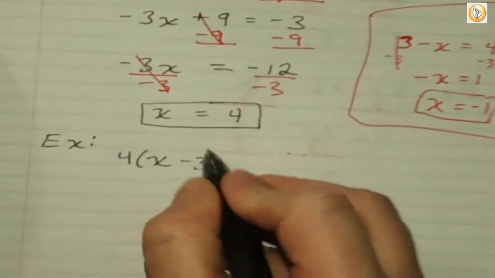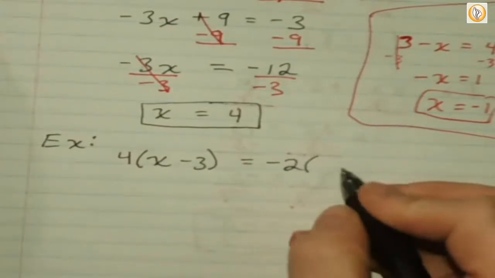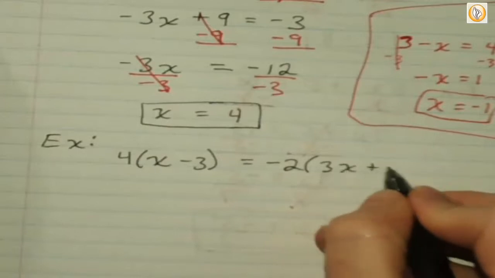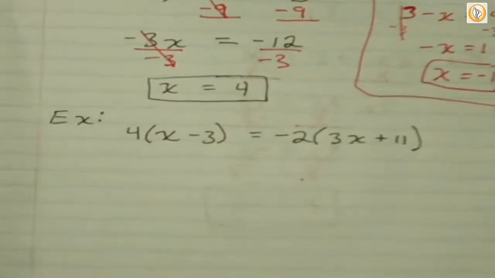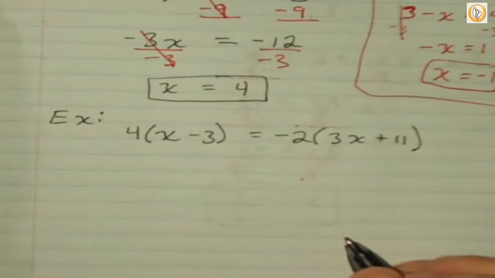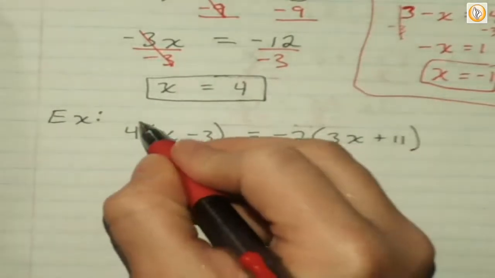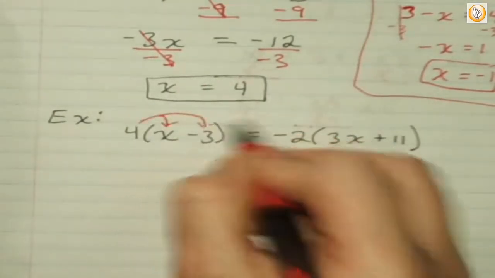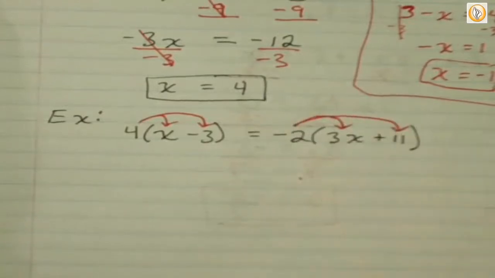4 times x minus 3 equals negative 2 times 3x plus 11. Okay, so Kelly, once you have that written down, tell me what to do. So first you want to do the distributive property. So she's right on both sides. So it's 4 times x and 4 times negative 3, negative 2 times 3x and negative 2 times 11.